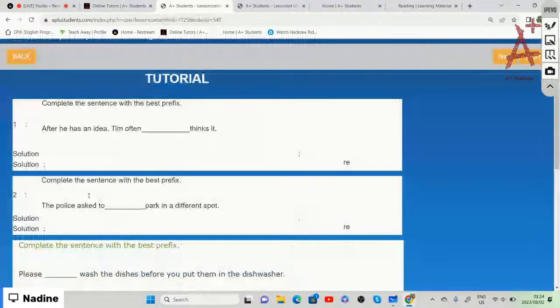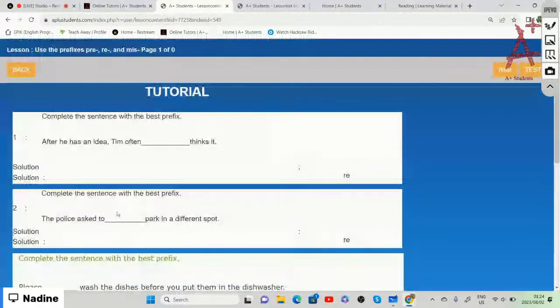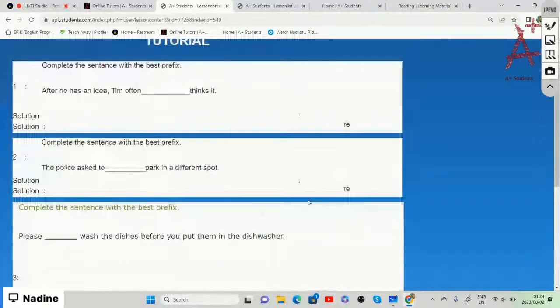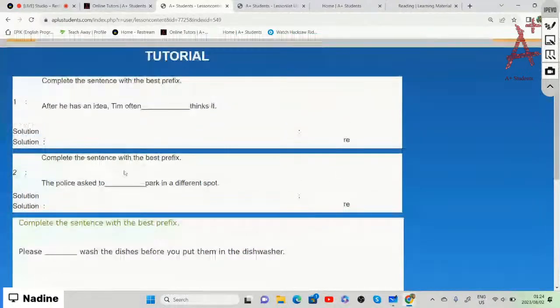All right. We need to complete the sentence with the best prefix. After he had an idea, Tim often thinks it. We need to choose the correct word. So we can then say Tim often rethinks it.